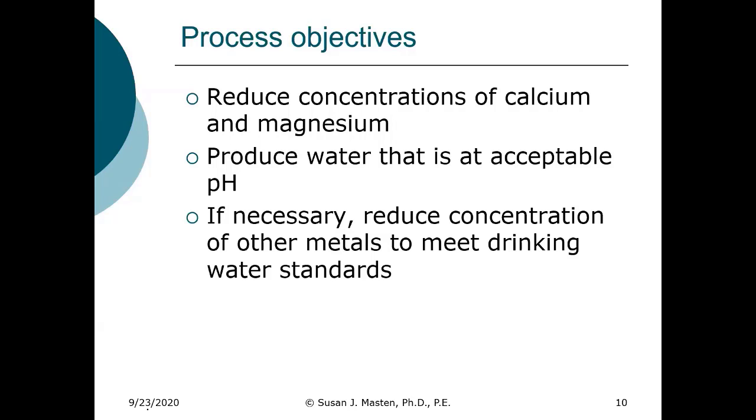So for example, in the Thumb area, arsenic levels in the groundwater are often quite high. So if they're using lime soda ash softening, they can also achieve arsenic removal in some cases and be able to meet the drinking water standards for arsenic using lime soda ash softening.